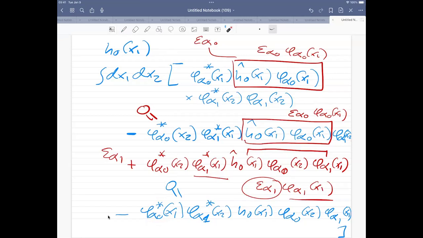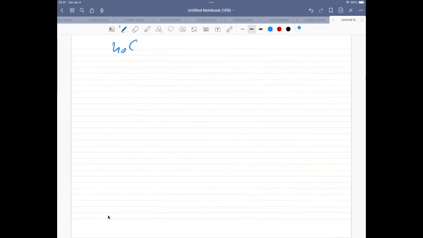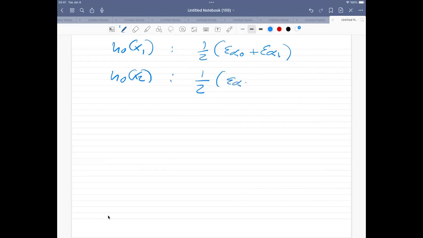So it takes some time to see all these things. But if I collect everything here, for h0 x1, what I'm getting then is 1/2 times epsilon alpha 0 plus epsilon alpha 1. Now, when you then take x2, it shouldn't come as a surprise that you get the same, because these are dummy variables. So you could just interchange them, right? So that means that you get epsilon alpha 0 plus epsilon alpha 1.